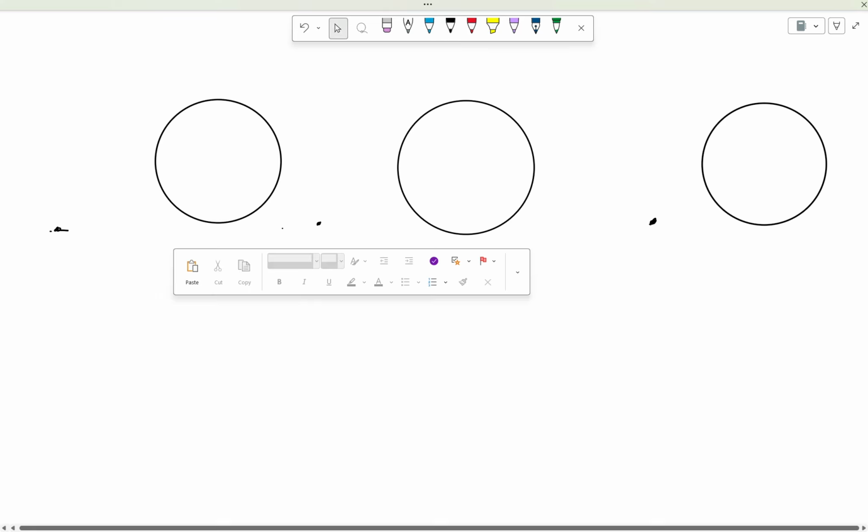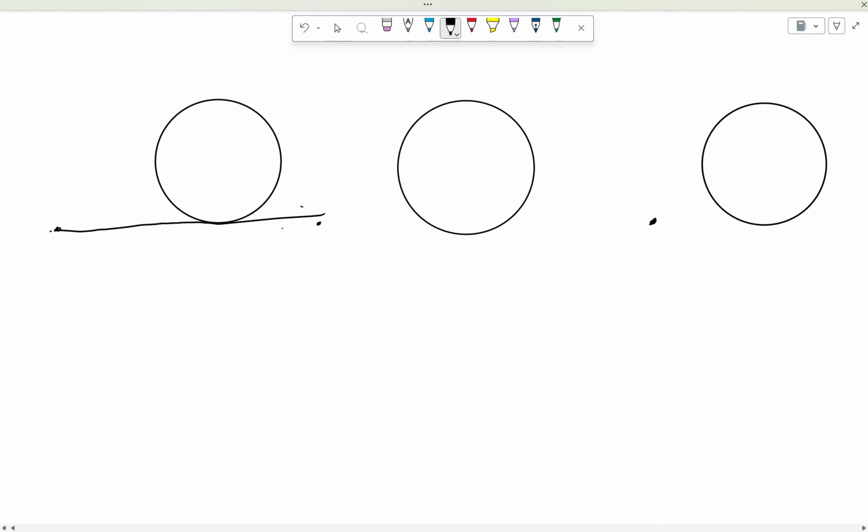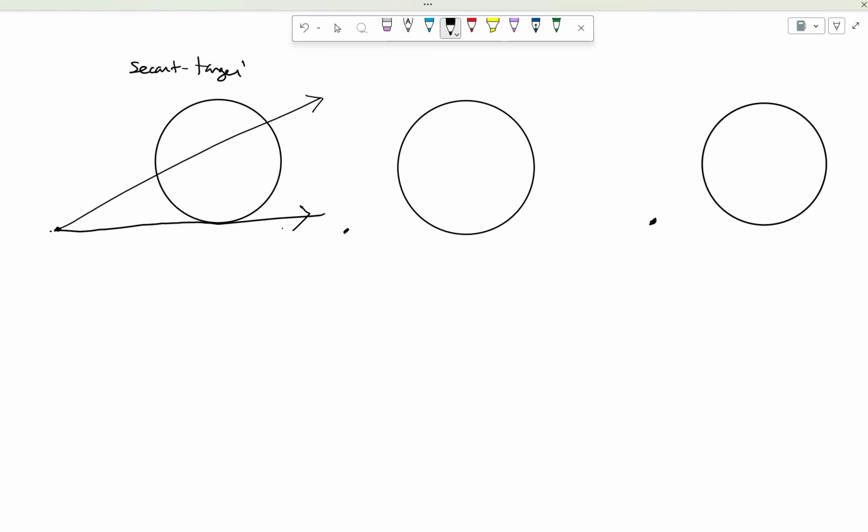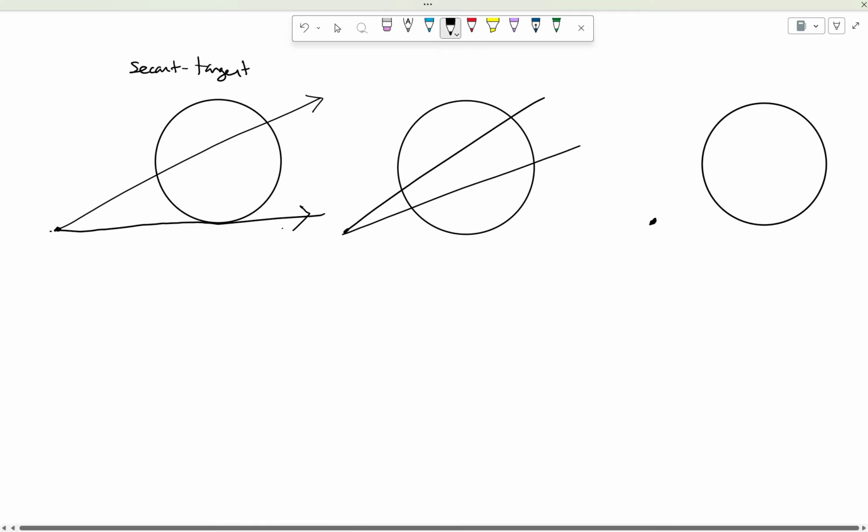We can draw one with a tangent line right there, and then one with a secant line, and this guy's actually called secant tangent. Okay, I have another one where I have my point exterior, and I'm going to draw a secant and a secant, literally called secant secant. It's fun to say.